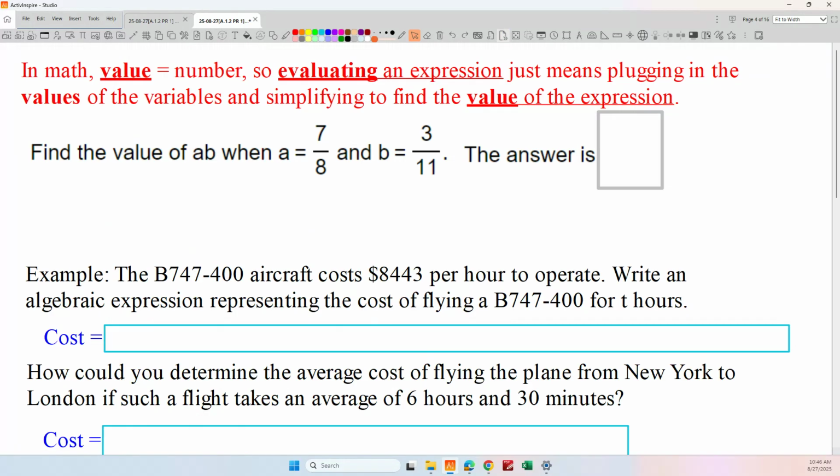So some other terminology. Now, a lot of times in math, we get lazy about terminology. Like we might say something like, for this problem right here, find the value of A times B when A equals 7/8 and B equals 3/11. A lot of times people would say, oh, I can't solve that. I'm having trouble solving that. Solving is the wrong word there.